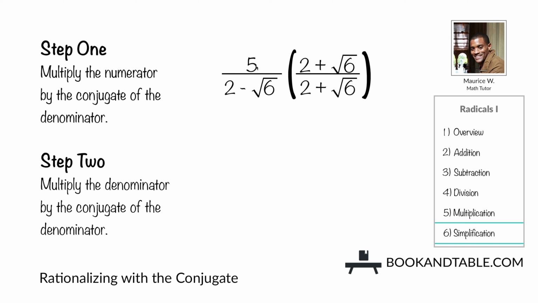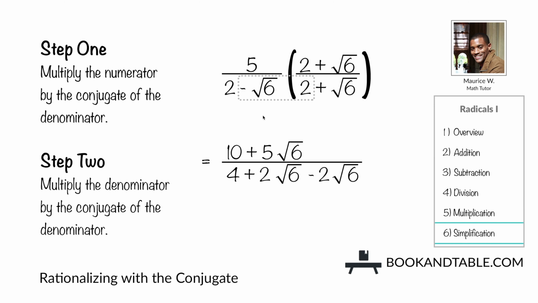Step 1, multiply the numerator, 5, by the conjugate of the denominator. The conjugate would be 2 plus the square root of 6. 5 times 2 gives you 10. 5 times the square root of 6 gives us 5 radical 6. And now we multiply the denominator by the conjugate of the denominator. 2 times 2 gives you 4. 2 times positive radical 6 is positive 2 radical 6. Negative radical 6 times 2 gives you negative 2 radical 6.